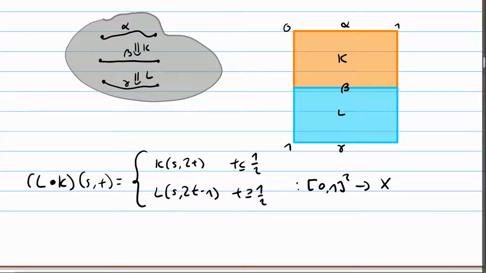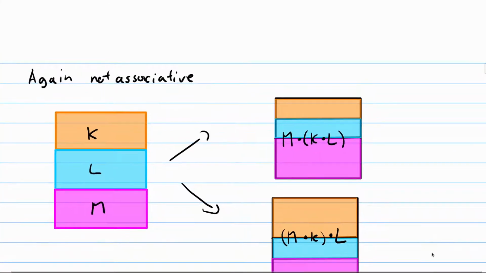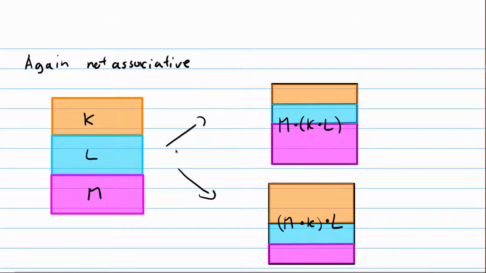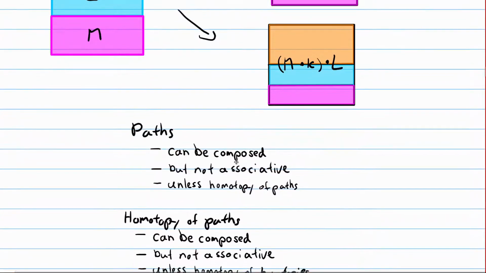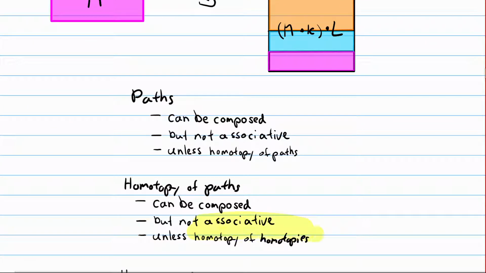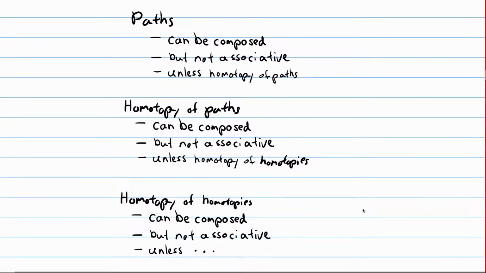And sadly, this type of composition is also not associative. If we've got three homotopies, then we can compose them either like this, by composing the top ones first and then with the second one, or we can compose the bottom ones first. And this is, again, not associative. So maybe you see where this is going. How do we fix this? Well, we could introduce homotopy of homotopies here. And then this also introduces another problem, because homotopies of homotopies can also be composed in a very natural way, analogous to how we did it before, but they're also not associative unless.